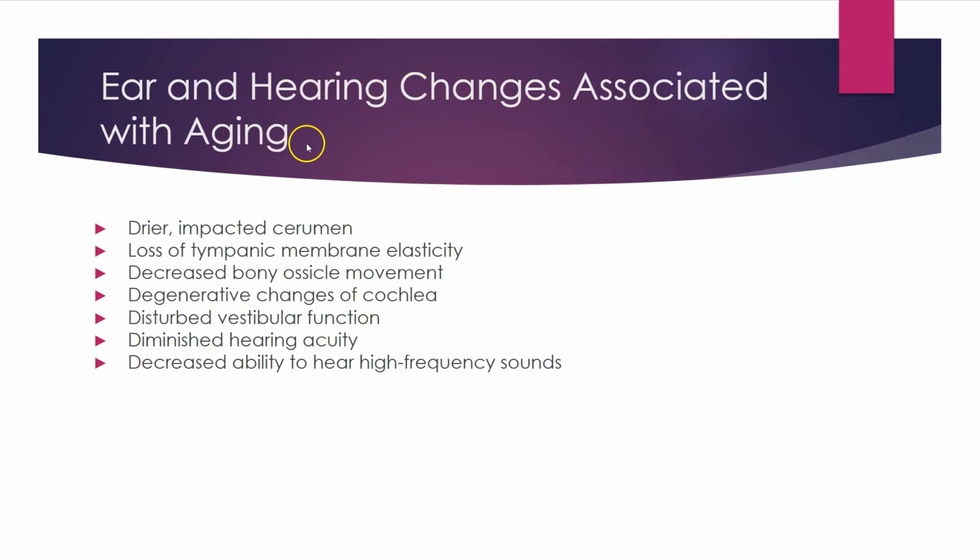Hearing changes associated with aging: their earwax changes, it gets more impacted, it gets drier, and that causes complications with obstructions of the ear canal and decreased hearing. The tympanic membrane loses elasticity, so they don't hear as well. The bony ossicles don't move as well. The cochlea gets damaged and changes. You're going to have vestibular changes of the semicircular canals, and so their balance can be off. You can have decreased hearing acuity, and they might not be able to hear high-pitched frequencies as often.